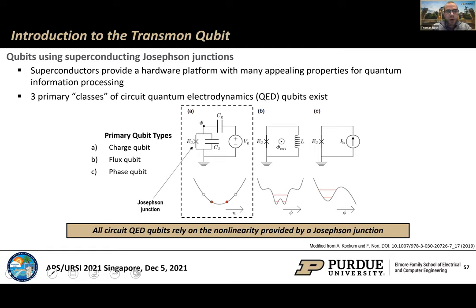Okay, so why are we interested in superconducting hardware platforms in the first place? Well, they have many very appealing properties for quantum information processing.